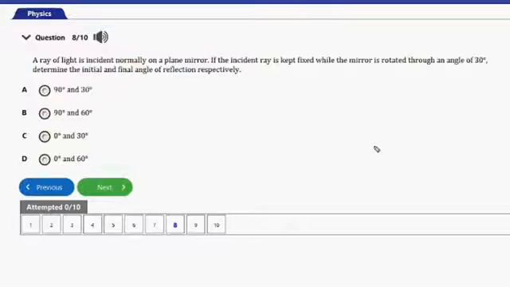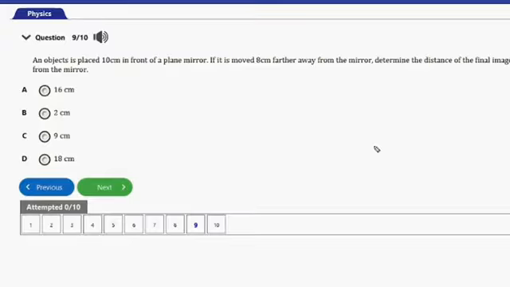So let's go ahead and consider the next question, guys. So guys, the next question we have here is question number 9. It says, an object is placed 10 cm in front of a plane mirror. If it is moved 8 cm further away from the mirror, determine the distance of the final image from the mirror. So guys, since this object is placed in front of a plane mirror, its magnification is equal to 1, and in this case, that means the distance of the object is also equal to the distance of the image. So in that case, U1 will be equal to V1, and then U2 will be equal to V2.